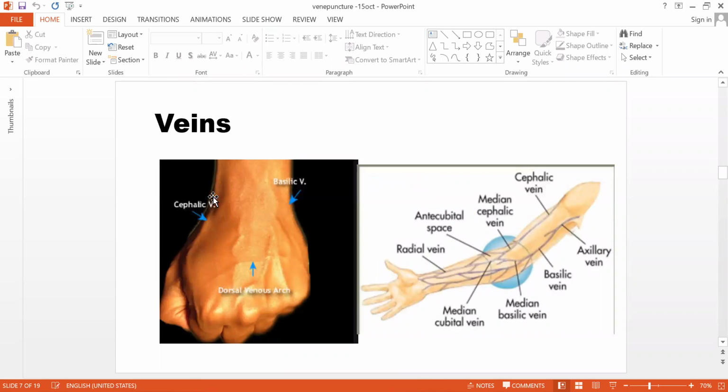So this is the cephalic vein. This is the basilic vein. And this is the dorsovenous arch, which we are not supposed to puncture in. So this is the cephalic vein. This is the radial vein. This is the antecubital space. And this is the median cephalic vein. Here is the axillary, and this roots down to the basilic vein, and then to the median basilic vein, and then median cubital vein.